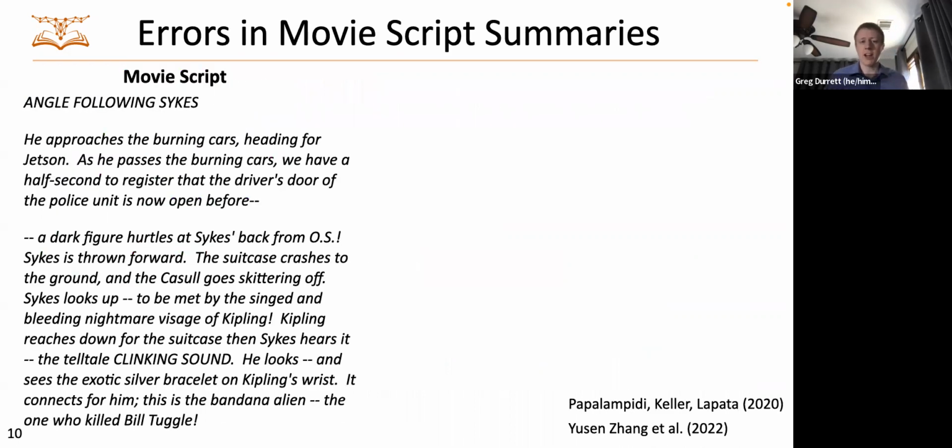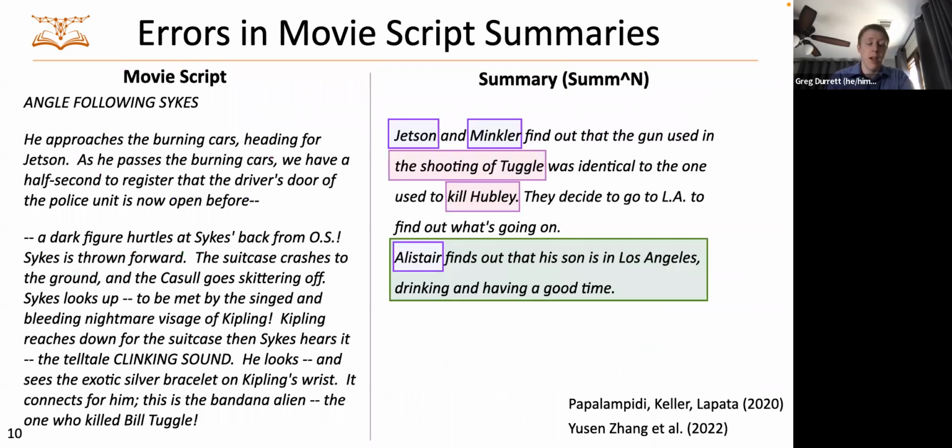We also looked at this in the context of movie script summaries. So this is from a data set from Papalampidi et al. And we can look at a summary of this movie script using this SummN model from Yusen Zhang et al. And here's what it produces. Jetson and Minkler find out that the gun used in the shooting of Tuggle was identical to the one used to kill Hubley. They decide to go to LA to find out what's going on. Alistair finds out that his son is in Los Angeles drinking and having a good time.